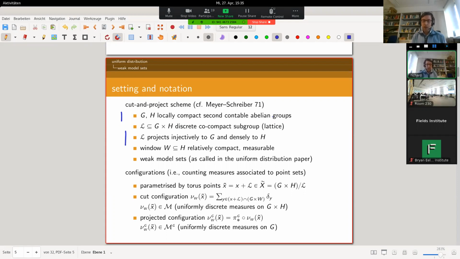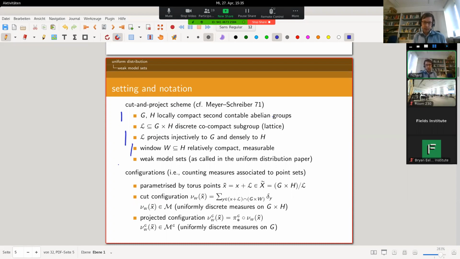And the window might have a very general form. It might be relatively compact and measurable. And this setting is actually called weak model sets in this uniform distribution paper. So what we will be describing here is properties of weak model sets, and we would like to describe model sets using point measures, which correspond to the actual sets.